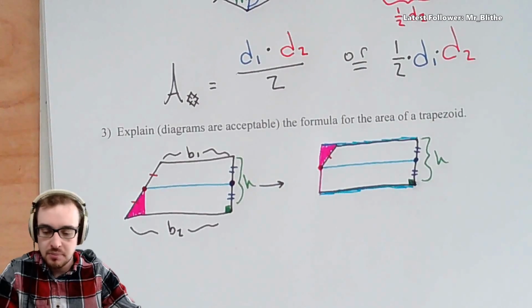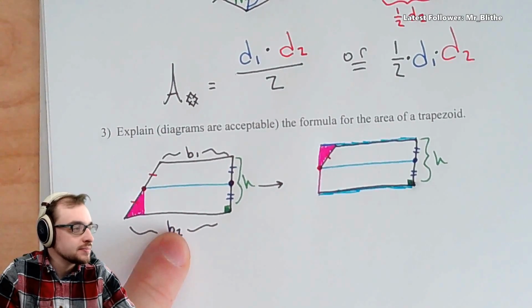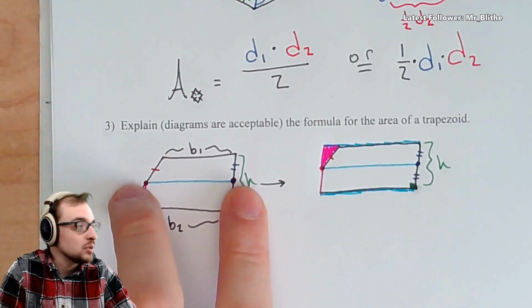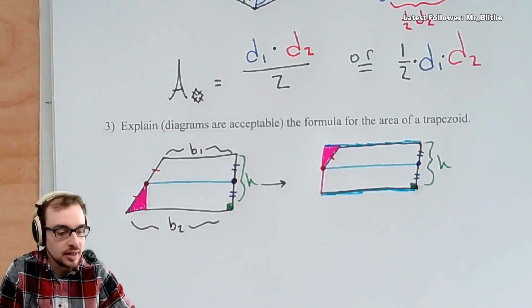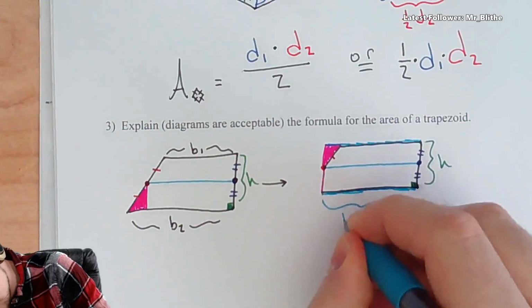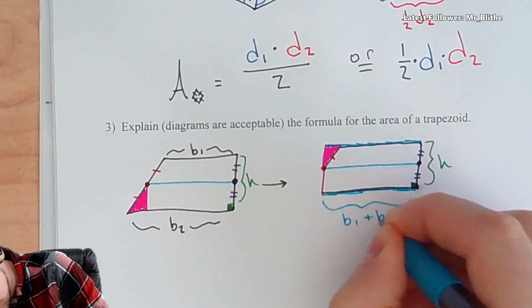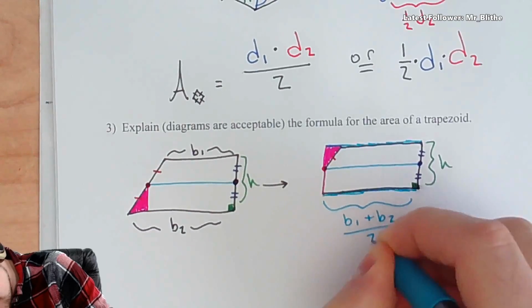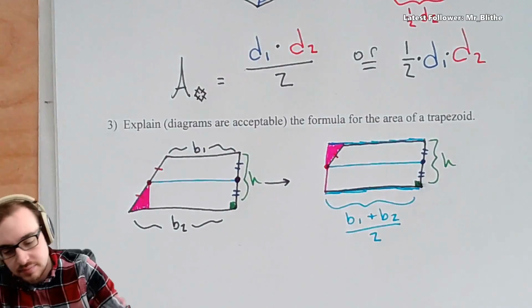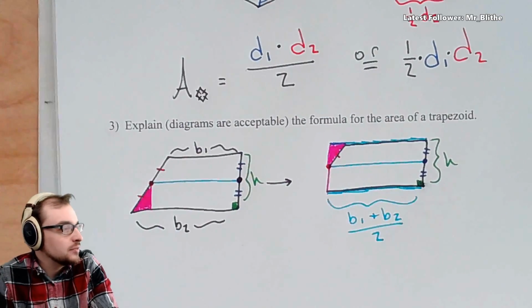So what we did is we took base 1 plus base 2. We added them up, and we found their average length. That's what that blue line represents, their average length. So our new length here is B1 plus B2 divided by 2. It's the average of our previous bases.